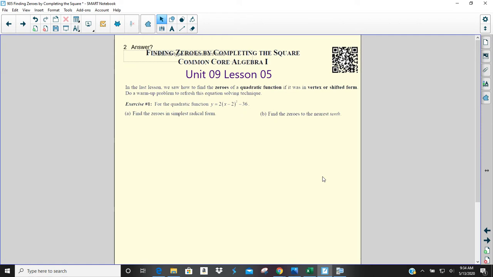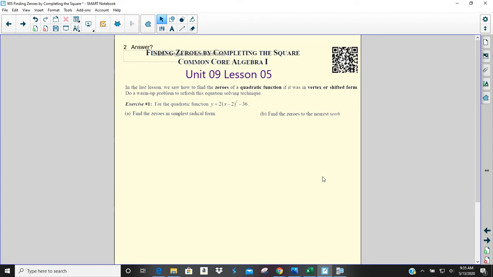The other way we can use completing the square is to find the zeros. Why are the zeros important? It helps to find where y equals 0. We know how to do factoring, and all the examples we did in Chapter 8 were factorable. But we're going to have lots of examples where the function is not factorable, and we need to have a way to find the zeros. The numbers are not going to be nice, pretty integers or even fractions. They're going to be irrational, and we need to know what that number is.